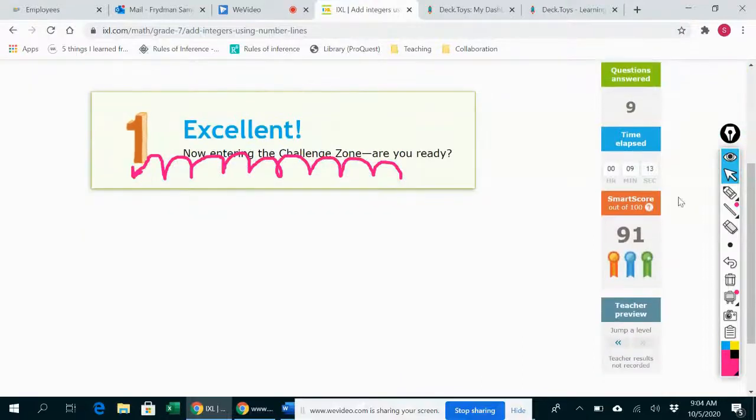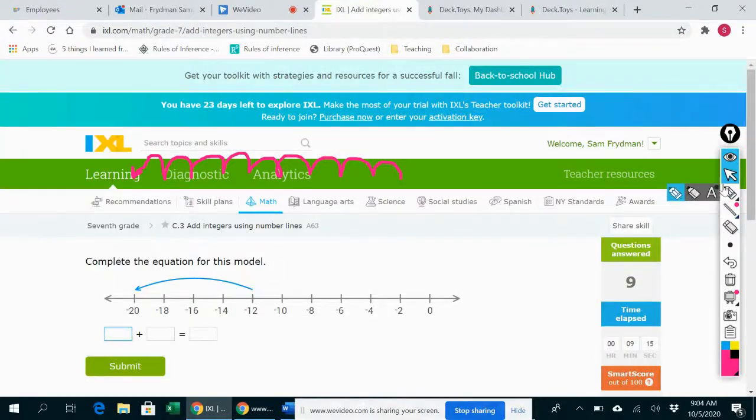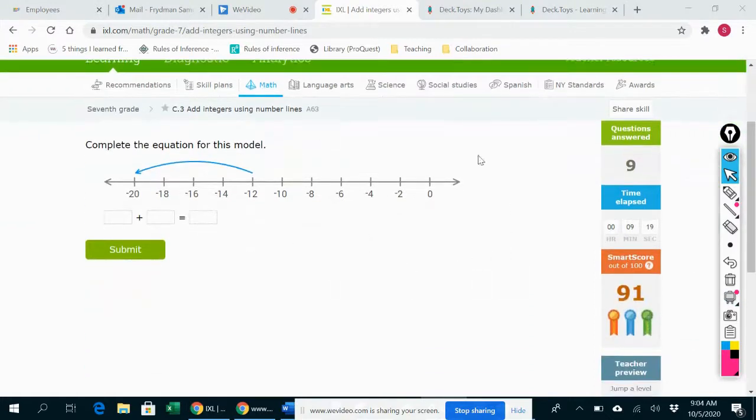All right, is it going to give me any examples where we move to the right? No, it's just not going to help me out there. I really wanted to show you guys an example where you move to the right, okay? So this one is -12, and so we're moving to the left, so we must be adding a negative number there.